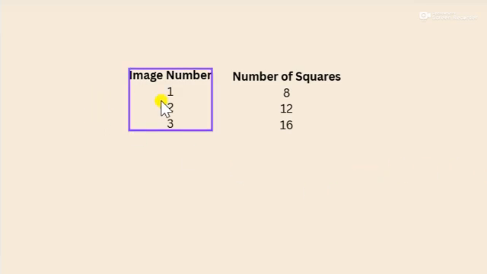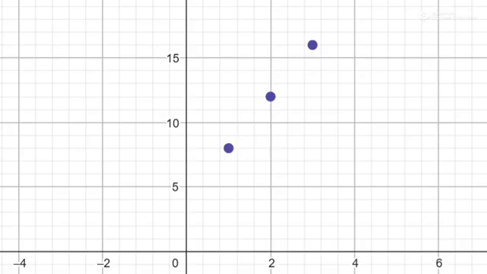So again, you would just plug this information into GeoGebra or create a graph of your own and then select the appropriate graph. And you're going to end up with something that looks like this. Your first point should be at 1 and 8. Your second should be at 2 and 12. And your third point should be at 3 and 16.